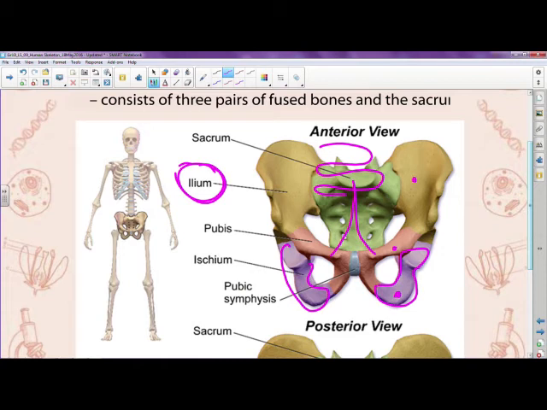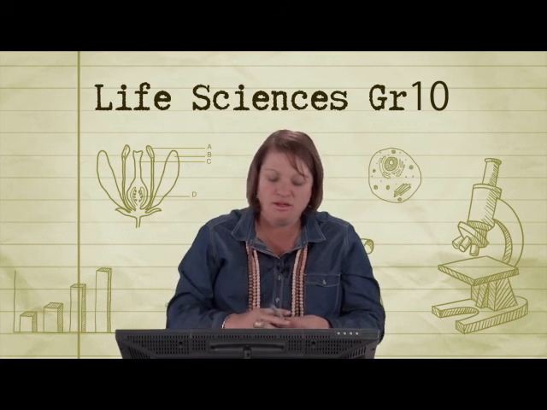Then in the middle here, this red bone is called your pubic bone or your pubis. Because what's going to happen here, obviously, if you're a male or female, what's going to be in the pelvis is your genitalia, whether you are male or whether you are female.